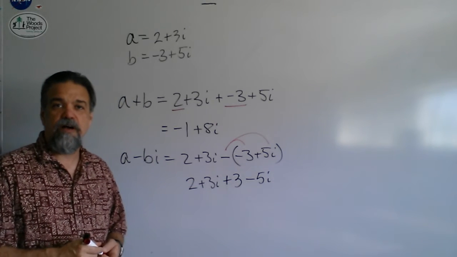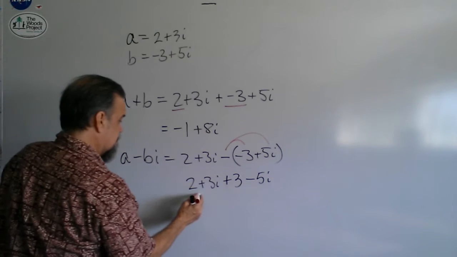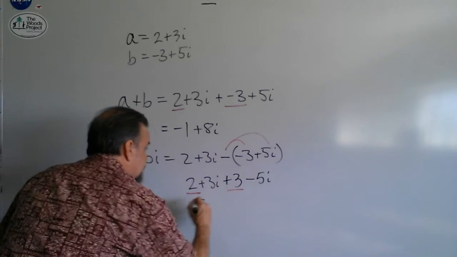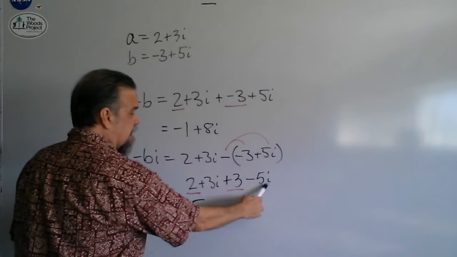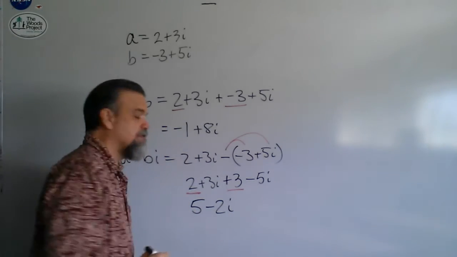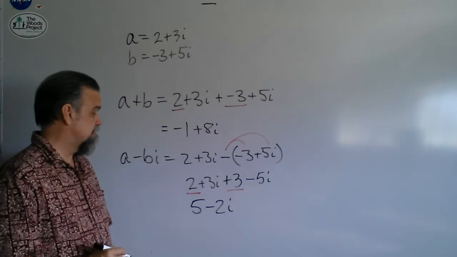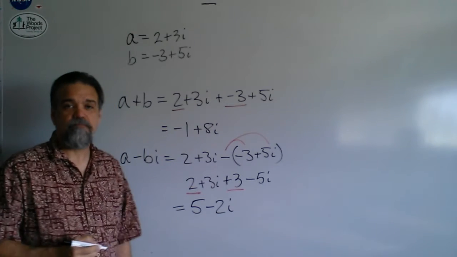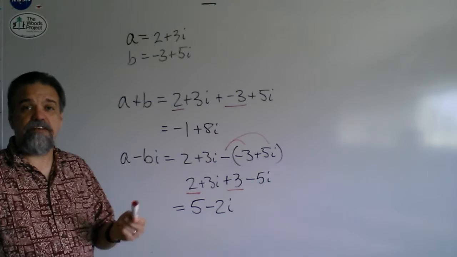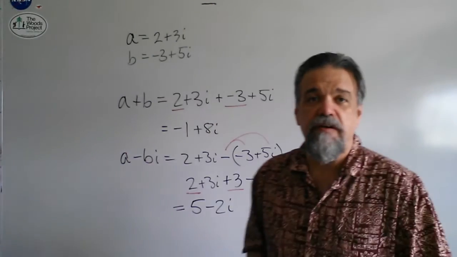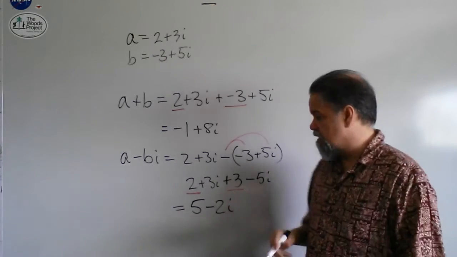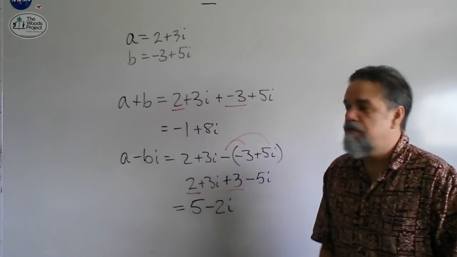Again, let's combine our like terms. 2 plus 3 gives us 5. Plus 3i minus 5i gives us minus 2i, and there's our answer. It's easy as that. So adding and subtracting, really, are just like simplifying an algebraic expression. Multiplying is a little more involved, but still very, very doable.